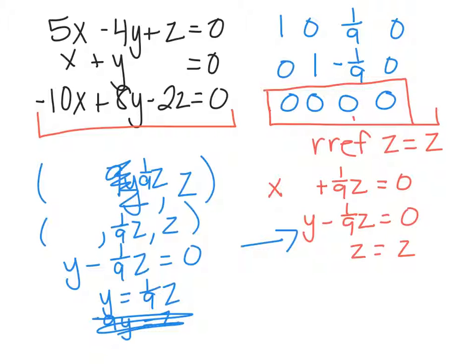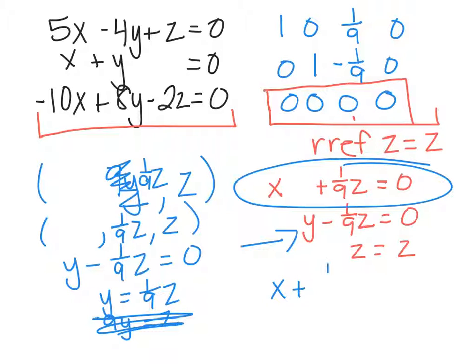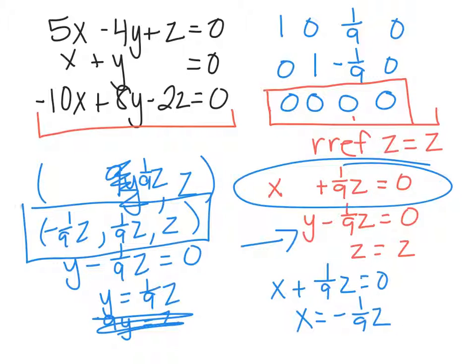The z goes there. Now I'll solve the last piece, which is the first one, and I'm going to solve for x. So x plus 1/9 z equals 0. X equals negative 1/9 z. So negative 1/9 z. Now everything's in terms of z. So for example, if I said, well, let z equal 9, then I could say, well, z would be 9, y would be 1, x would be negative 1.